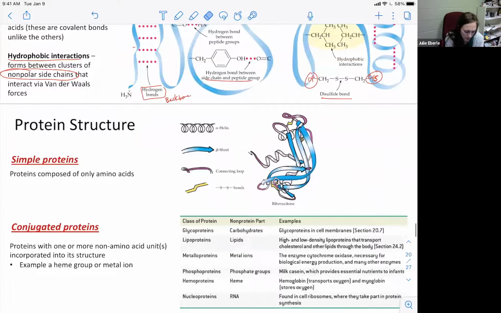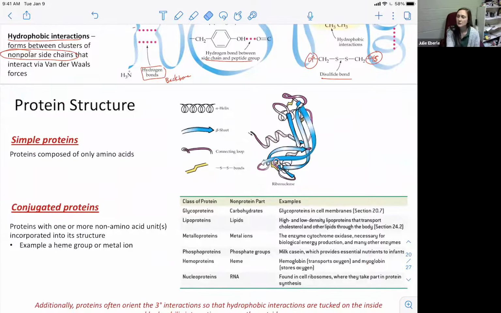Okay, now real quick before we move on to the last phase or stage of protein structure, I want to introduce the fact that you can also have non-protein parts be part of your protein for functional reasons. Okay, we call these conjugated proteins. So some proteins are simple proteins. And that means they just have amino acids only, okay? And you see all the different ways, alpha helix, beta sheet. You'll see beta sheets represented by a flat arrow, kind of like that. Loops and disulfide bonds, okay? You can get all of those together.